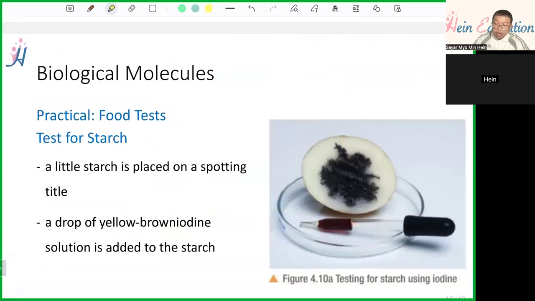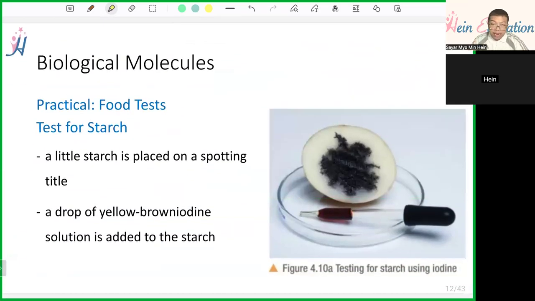Okay, so after we learned about carbohydrates, we also have to learn about the different food tests available to test whether a food contains starch or a reducing sugar. In terms of carbohydrates, we will study two different food test experiments: the starch test, and the glucose test, or let's say the reducing sugar test. The first one, starting off with testing for starch.